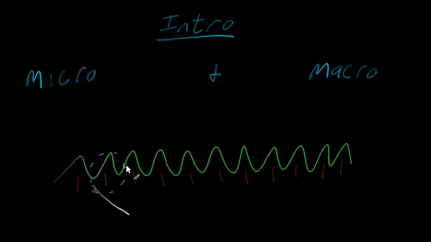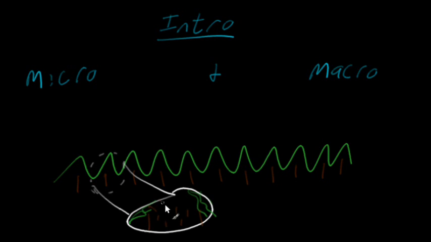If we were to zoom in on this tree here, we would be able to see more details, be able to see the bark, all of its details, branches. Okay, we'd see all of the details. This would be micro.